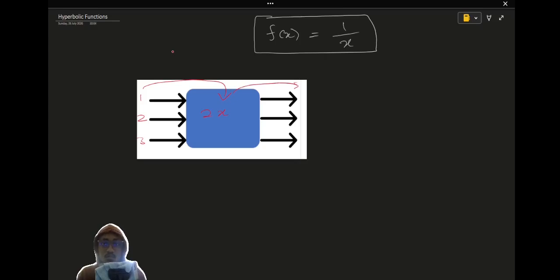So which means if you wanted to get an answer of this part, you would say 2 times 1, and you would get 2 here. And then to get an answer for this second arrow, you would say 2 times 2, and then you would get 4 here. And then for the third arrow, you would say 2 times 3, and then that would be 6, right? So this is what a function is.